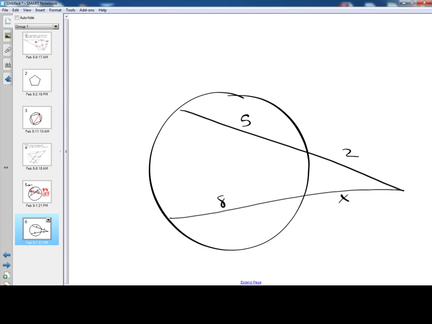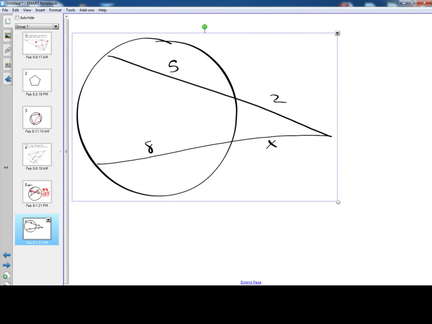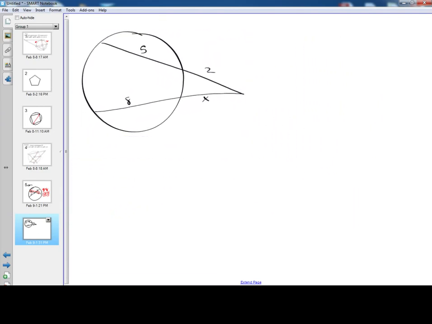Okay, so outside times the whole thing. Outside times the whole thing. Good. So outside times the whole thing is equal to the outside times the whole thing. Here's what I mean. If I want to solve this, I'm going to start with this segment. The piece that's outside is 2, and I'm going to multiply it by the whole thing, which is 2 plus 5, or 7. That's going to be equal to the outside times the whole thing.